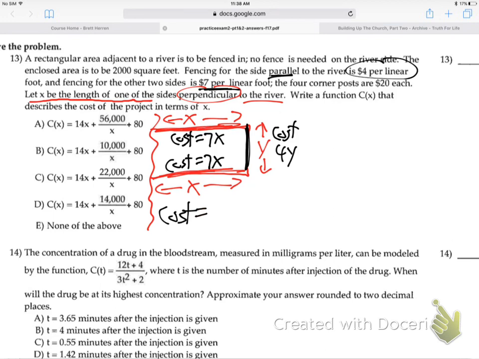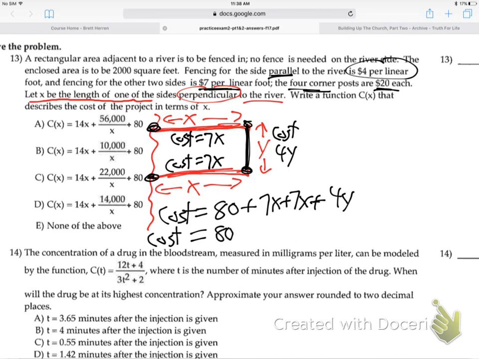Well, first off, you got the 4 corner posts at $20 each. 4 times 20 is 80. Good there. 4 corner posts. A post, a post, a post, and a post. 4 times 20 is 80. Plus 7x, plus 7x, plus 4y. So we have the four corner posts, the top, the bottom, the right. 7x, 7x, 4y. So the cost function is 80 plus 14x plus 4y.